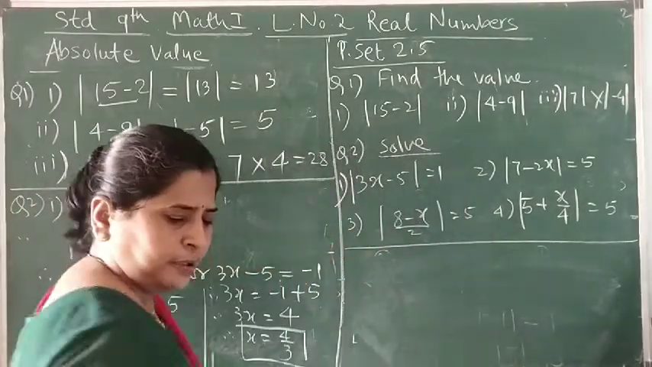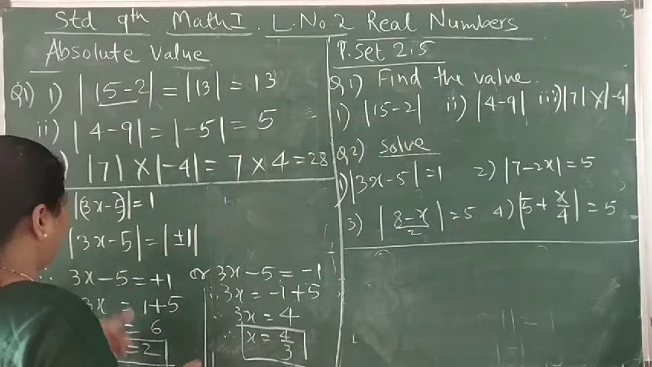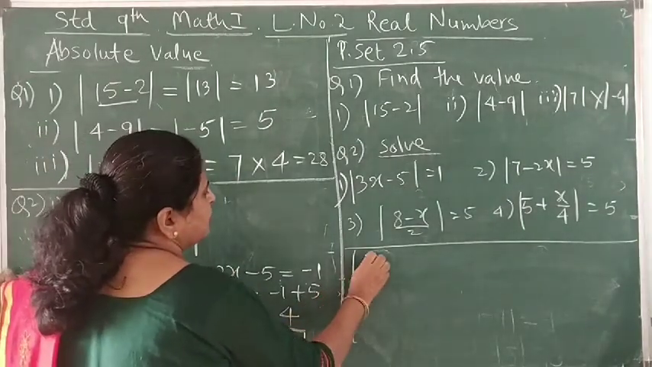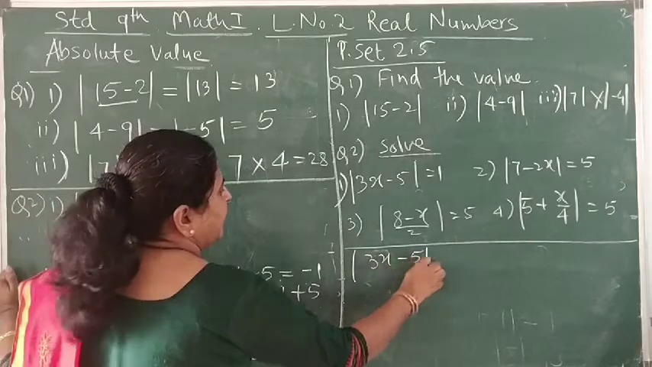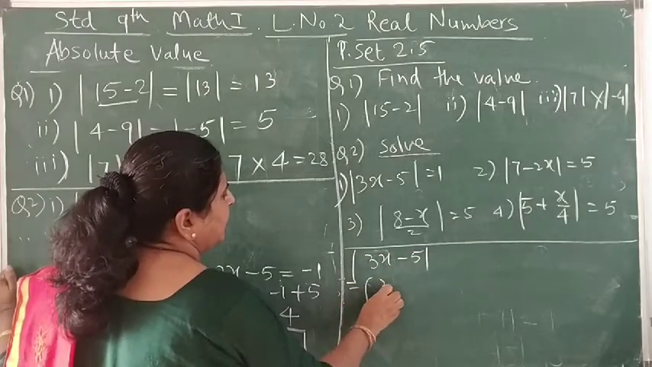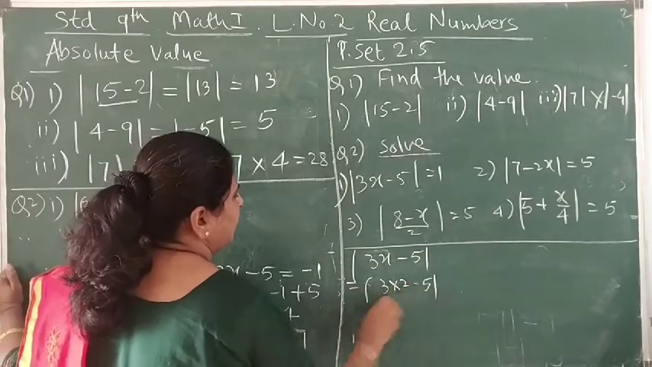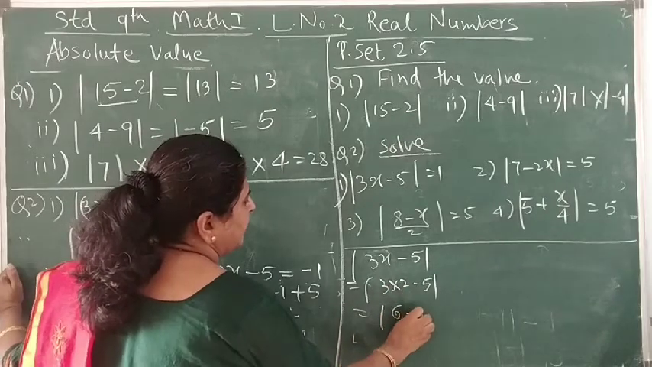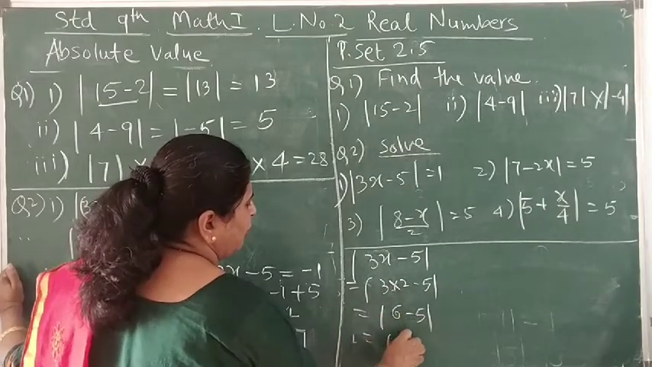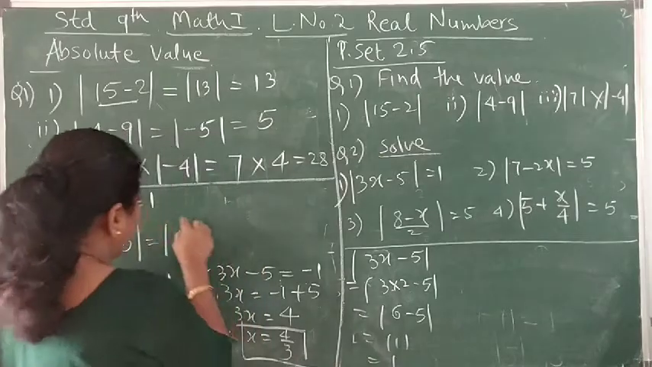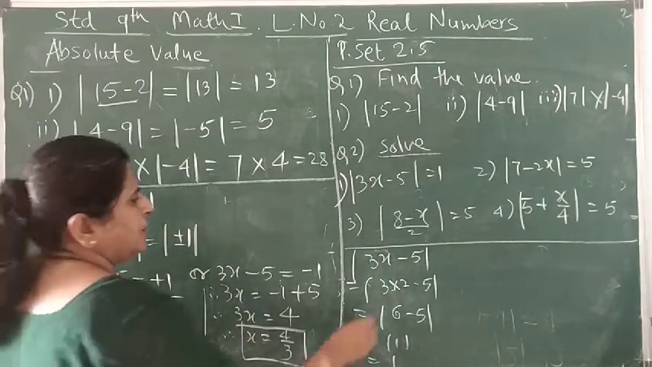Let's verify over here. Let's put 2 first. The absolute value of 3x minus 5 is 3 into 2 minus 5, so 3 twos are 6 minus 5. So it's the absolute value of 1, which equals 1. So we have got the right hand side.